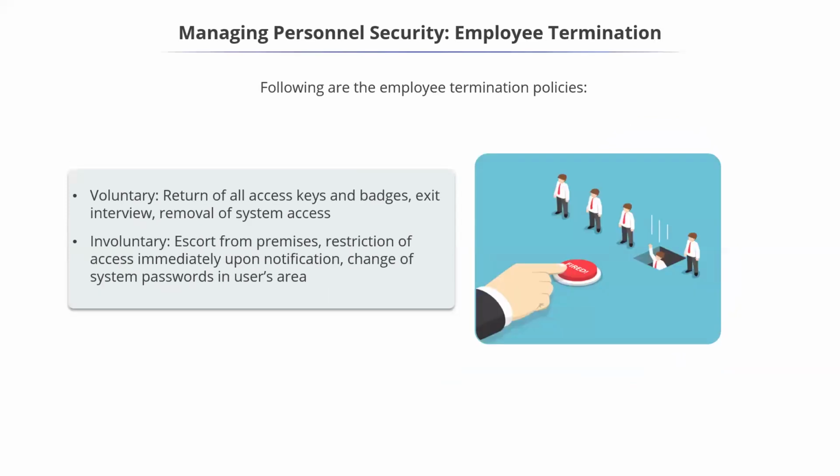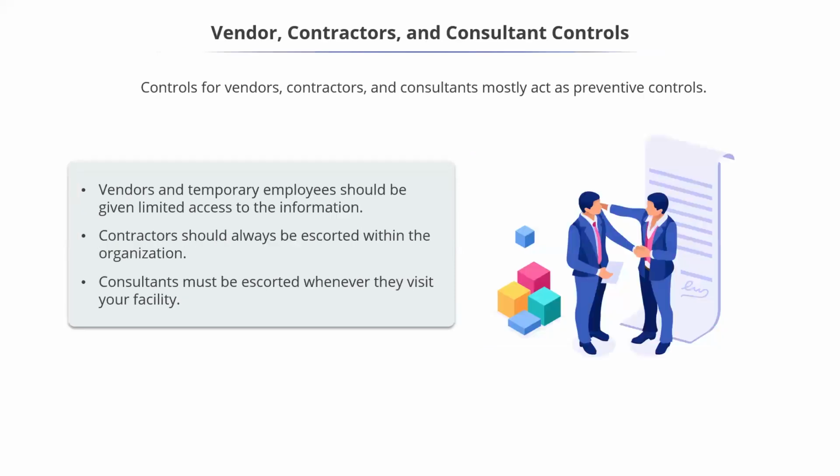Then employee termination, which I have already mentioned. There are two types of termination. Voluntary: return of all access, keys and badges, exit interviews, and removal of system access. And involuntary, the way Google and Intuit remove the access before the employee is even informed about it. Then you have continuing education.